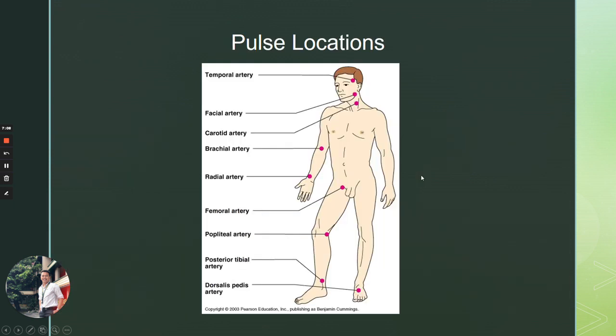So we have different pulse locations. Ito yung mga different pulse locations natin. We have the temporal, we have the facial, we also have carotid, the brachial, the radial, femoral, we have the popliteal, posterior tibial, and dorsalis pedis. So napakaraming pulse location, but commonly ang ginagamit natin ay the radial artery and the carotid. So pero mas accurate ato dito sa carotid natin.